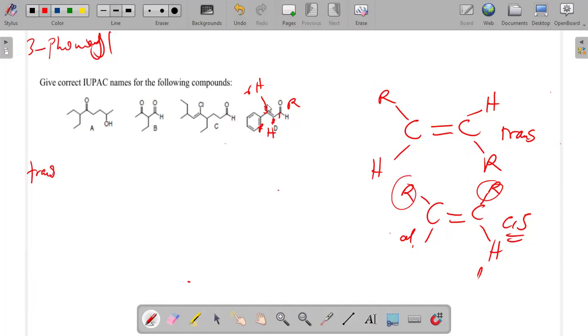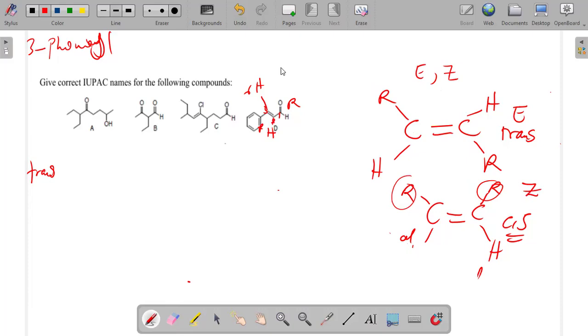Now, apart from the trans, we can also designate an E or Z. For E and Z, if atoms are the same on the same positions, like this one here, we have R group and the R group, such an isomer is going to be called the Z isomer, isn't it? Then for atoms that are on different sides, such an isomer is going to be called an E isomer. So in this case, we can also designate E or Z as well.